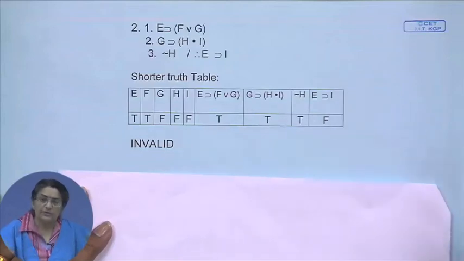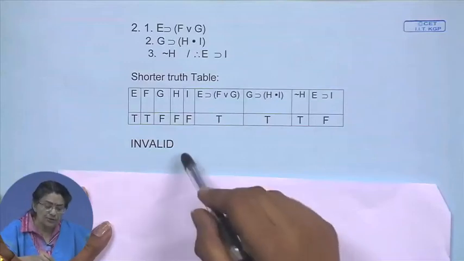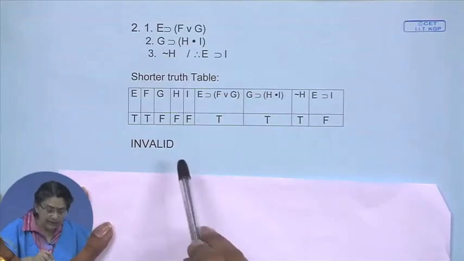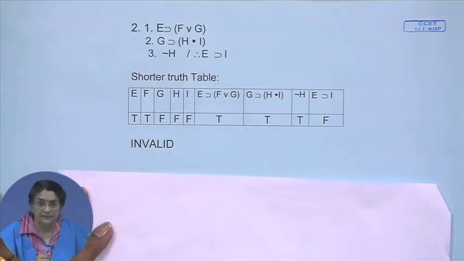The truth tables, whether it is short, whether it is full, they are all decision procedures, and they are supposed to show something, and the result should be clearly claimed. So, here it is. We are saying that what it shows is that the argument given is invalid. Okay.